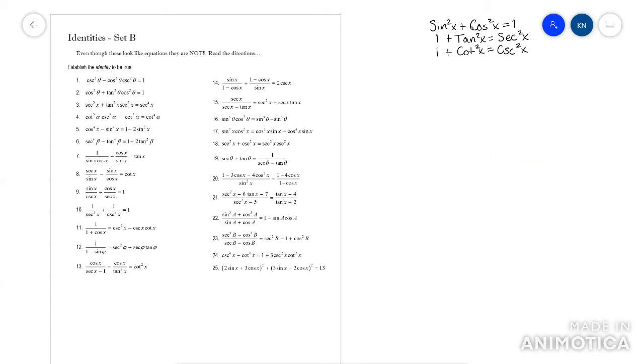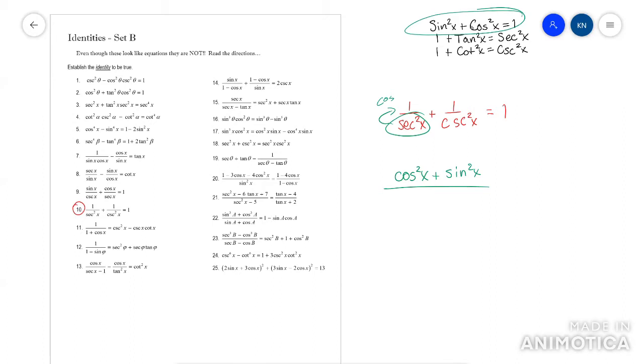Okay. The next one is number 10. So I've got 1 over secant squared plus 1 over cosecant squared. I have to make this equal 1. Same thing. I'd be taking this, bringing it to the top and calling it cosine, for example. So secant squared comes to the top and becomes cosine squared. Cosecant squared comes to the top and becomes sine squared. And then it's just rule 1. Cosine squared plus sine squared equals 1. So I'd be done here. That was an easy one.